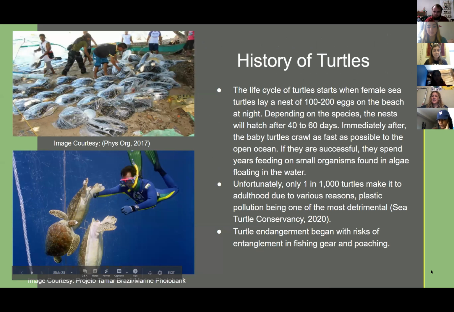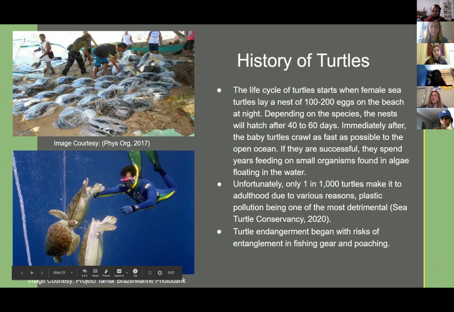Hi, I'm Ellie, and I'm going to be talking a little bit about the history of turtles and different laws and policies that are in place to protect the turtles. So the life cycle of turtles starts when female sea turtles lay a nest ranging between 100 and 200 eggs on the beach at night, and depending on the species, the nest will hatch after 40 to 60 days. And then immediately after, the baby turtles crawl as fast as possible to the open ocean. And if they are successful in reaching the ocean, they will spend years following the currents and feeding on small organisms found in algae floating in the water.